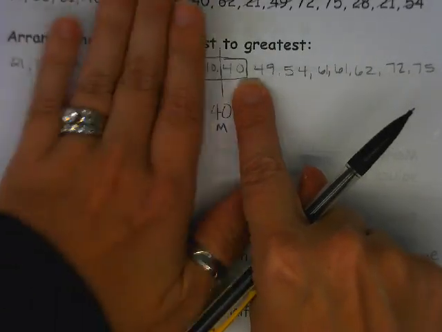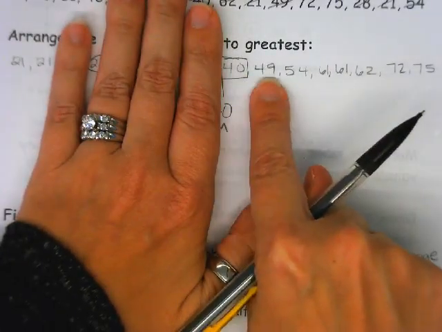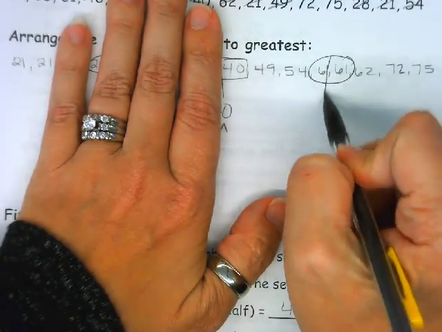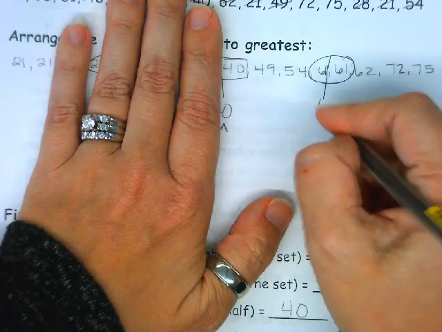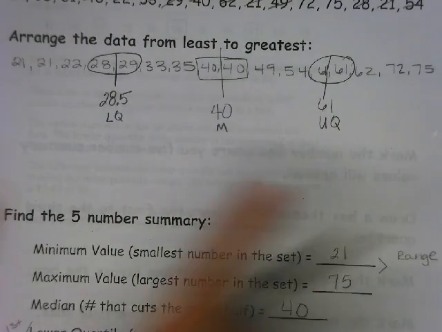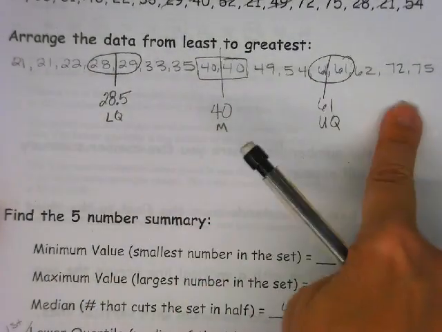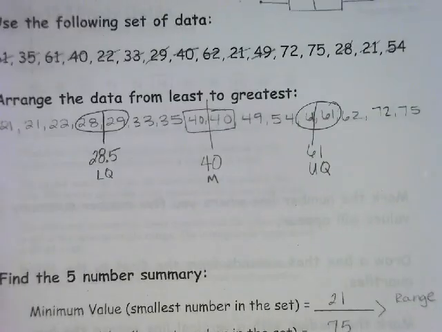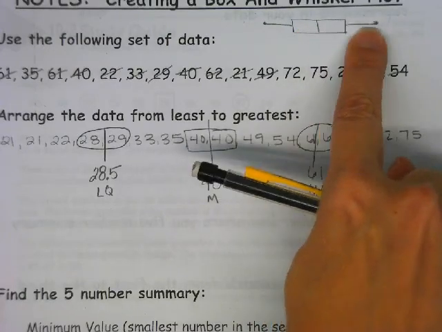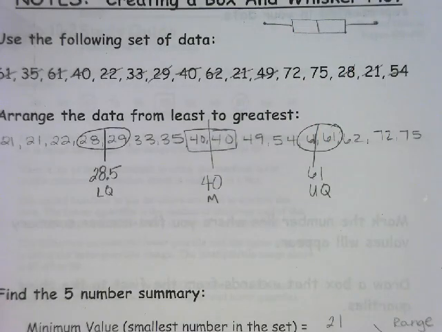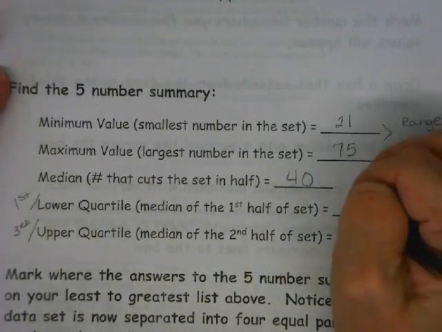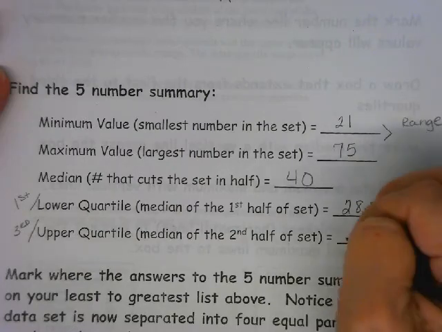So we still have 8, right? Now we're looking at the top ones. 1, 2, 3, 4. 1, 2, 3. Oh, look, how nice is that? What is the middle of 61 and 61? 61. So this is my upper quartile, or my third quartile. So you can see that now I've broken my data into 4 sets. Just like when we drew this box and whisker up here, look how many sets I have. 1, 2, 3, and 4. Do you see that? So I can fill in here that my lower quartile is 28.5 and my upper quartile is 61.